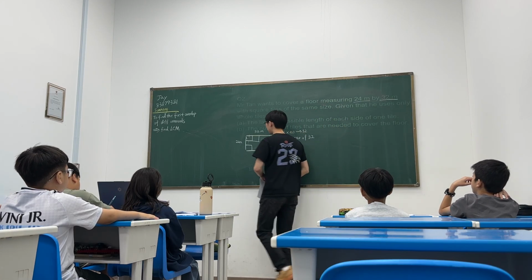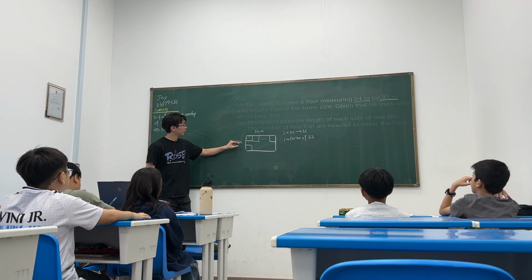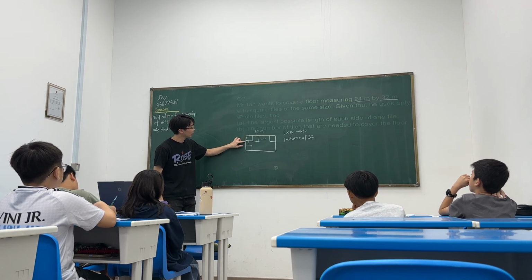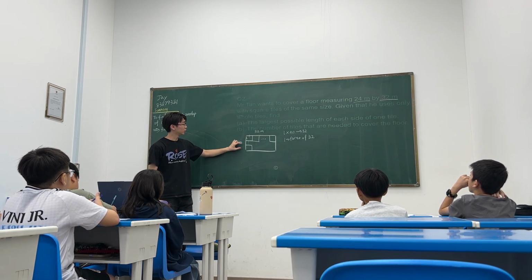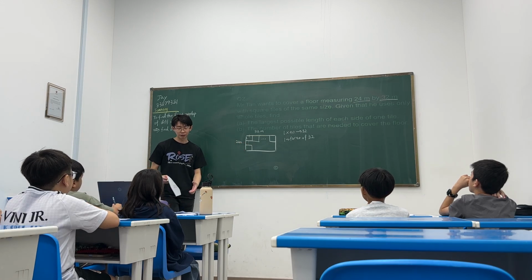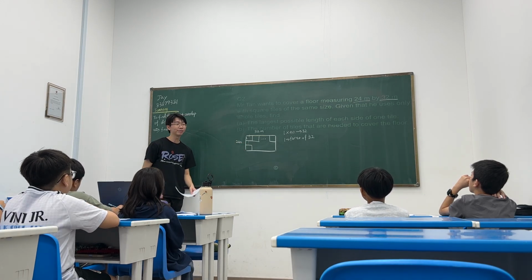Okay, similarly, let's observe vertically. Vertically, the length of each tile is also L. There are some number of tiles vertically. So L times the number in each column should give us what number? Jaden?